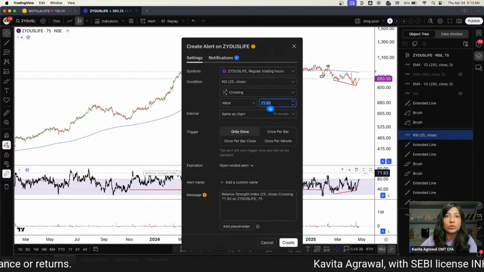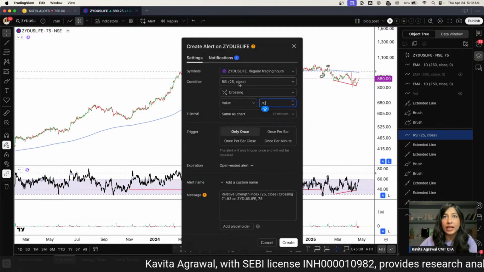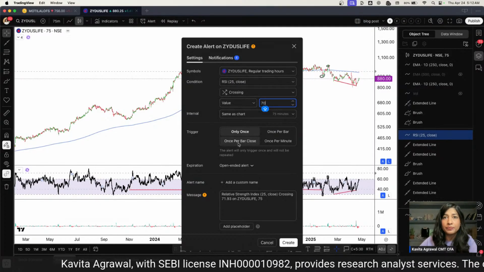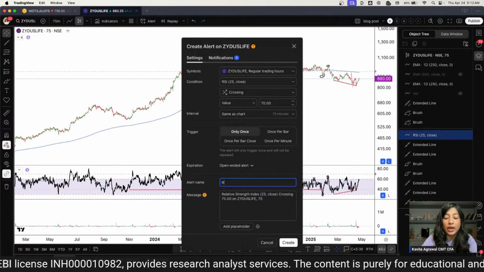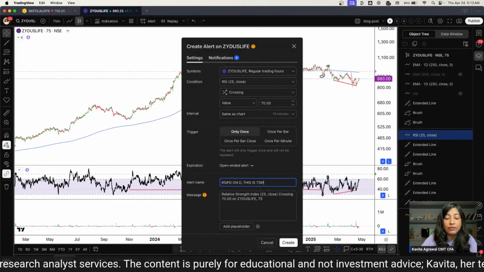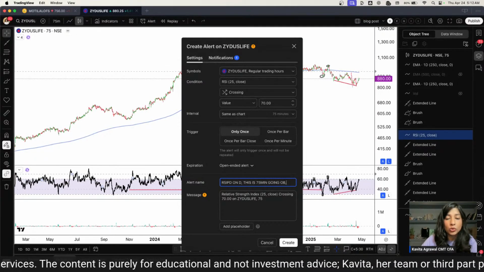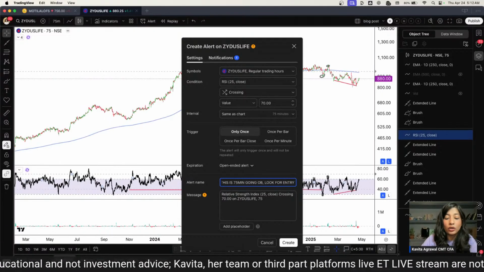So what we want to do is set up an alert at the level of 70 for Zydus Life RSI 25 period. And in the notes, we will write RSI PD on daily. This is 75 going OB, meaning overbought. Look for entry on pullback.